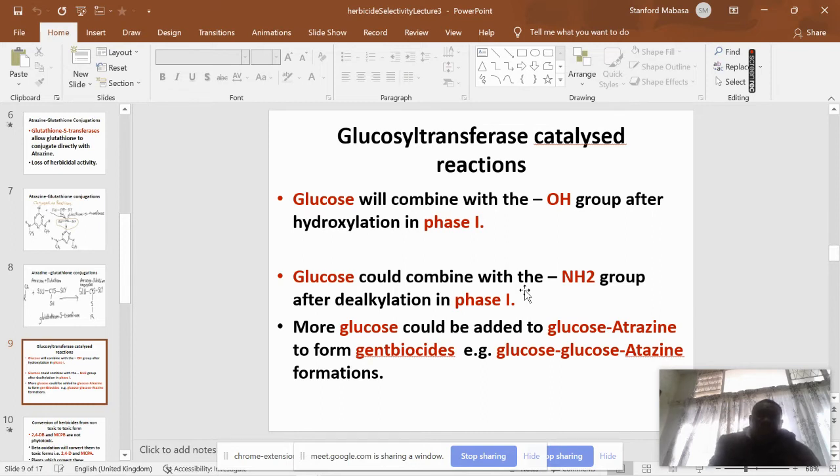So we can also have glucose being involved, where we have glucosyl transferase catalyzed reactions. So glucose will combine with the OH group after hydroxylation in phase 1. Glucose could also combine with the amine group after dealkylation in phase 1. So more glucose could be added to atrazine to form joint biocides, where you have glucose-atrazine formations. So this is how atrazine can be detoxified, probably in maize, to achieve selectivity.